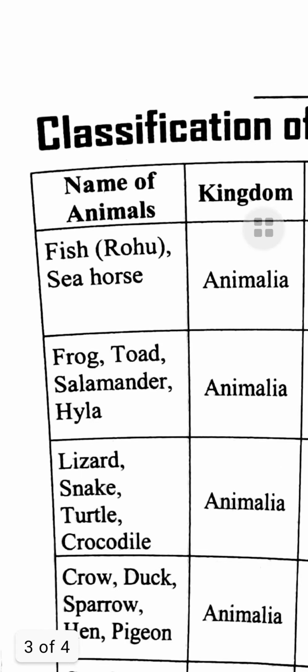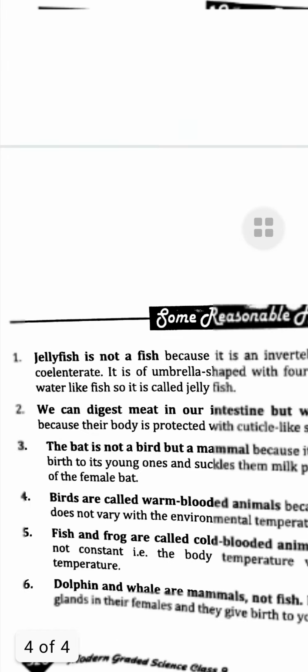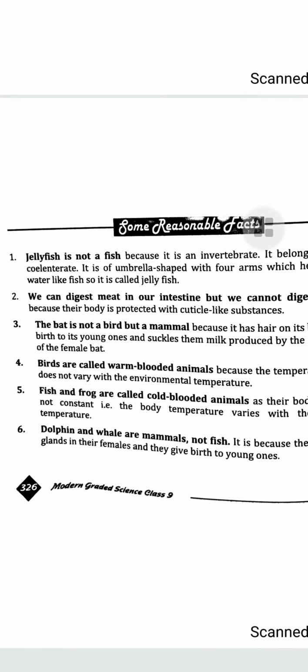Done? Now next question is here. Give reasons. Question number 1. Jellyfish is not a fish. Next one. Birds are called warm-blooded animals. Next one. Whale is a mammal.